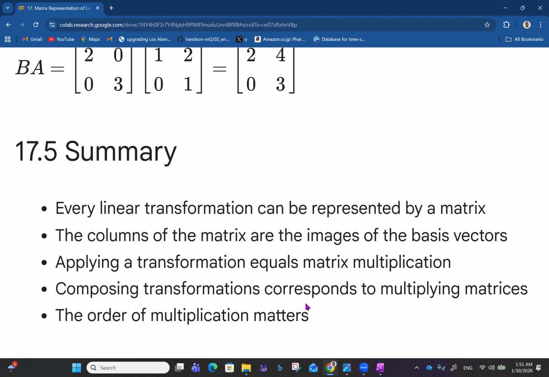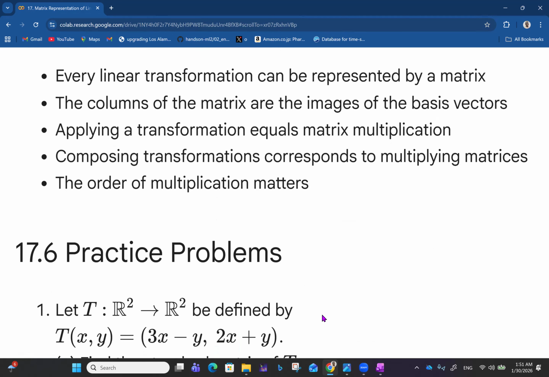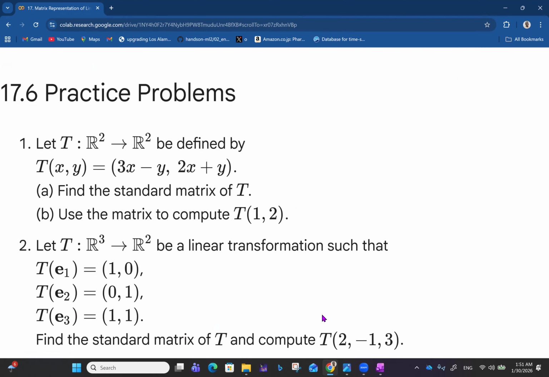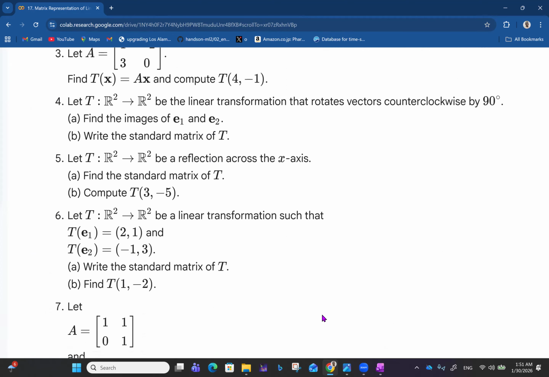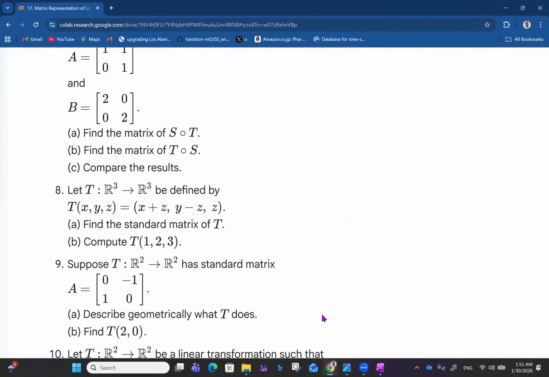Then composing transformations corresponds to multiplying matrices. Then the order of multiplication, of course, matters. So let's see some practice problems. Let me see if I may do one or two of them, if necessary. And if not, I'll just move on.